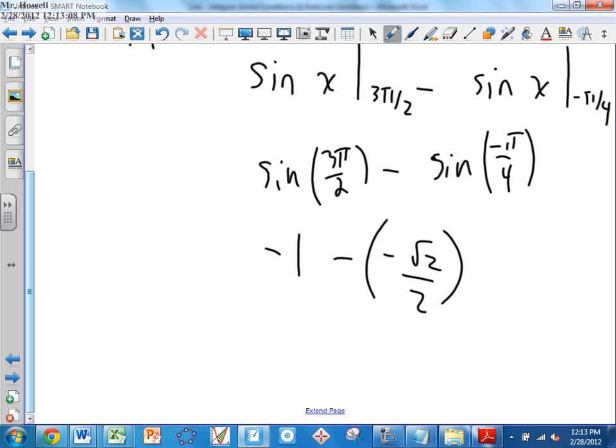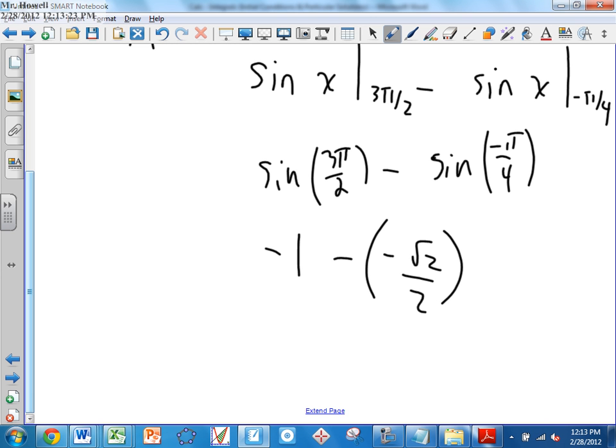Okay, again, pi over 4 is 45. Sine of 45 is root 2 over 2. The sine of negative 45, though, is negative root 2 over 2. There's a minus, that makes a plus. 3 pi over 2 is really 270. Sine of 270 is negative 1.